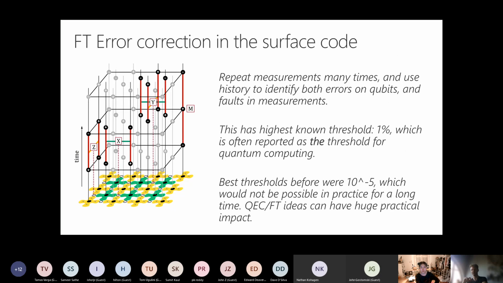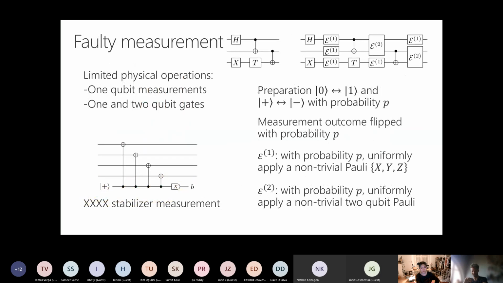I'm not going to go into detail on this, but there are strategies to deal with this, and they're known as fault-tolerant error correction. One of the ways that we can achieve this is to repeat measurements and use the fact that we now have some repetition in the information that we've gathered about the errors in the system to be able to trust that information better.